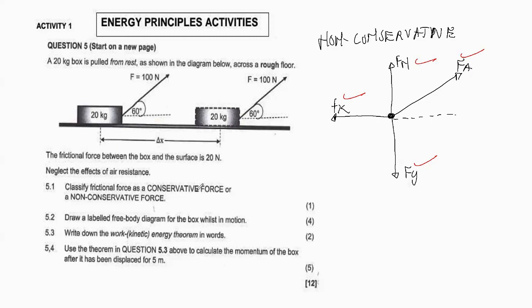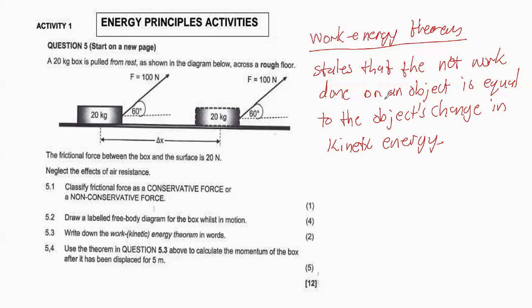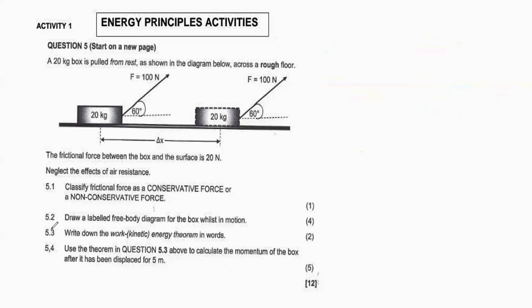Then 5.3 says, write down the work energy theorem in words. Okay, so the work energy theorem states that the net work done on an object is equal to the object's change in kinetic energy. That's how you're expected to define it for 2 marks. Right, then let's go to 5.4. So 5.4 is saying use the work energy theorem, in question 5.3 above, to calculate the momentum of the box after it has been displaced for 5 meters.